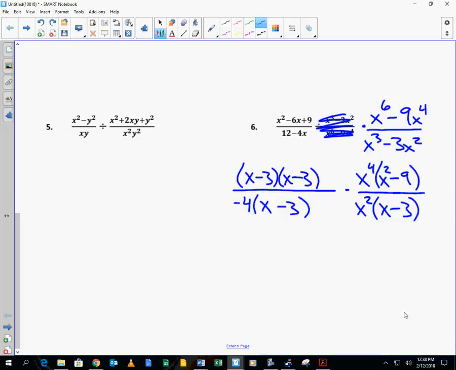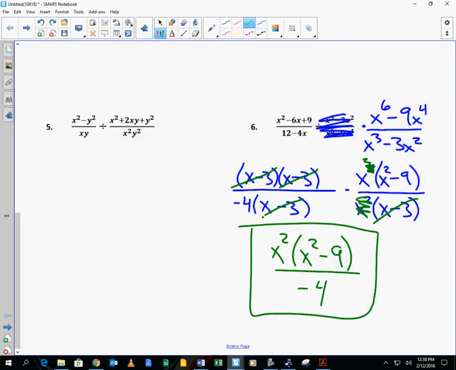Look for things to cancel. X minus 3's go away. X minus 3's go away. X to the fourth over x squared, that will reduce this to x squared. And so we have x squared times x squared minus 9 all over negative 4.